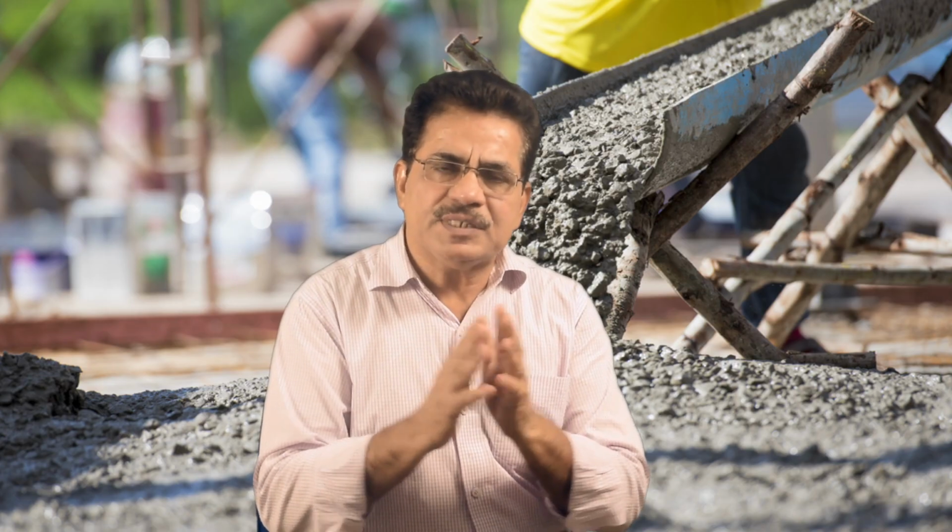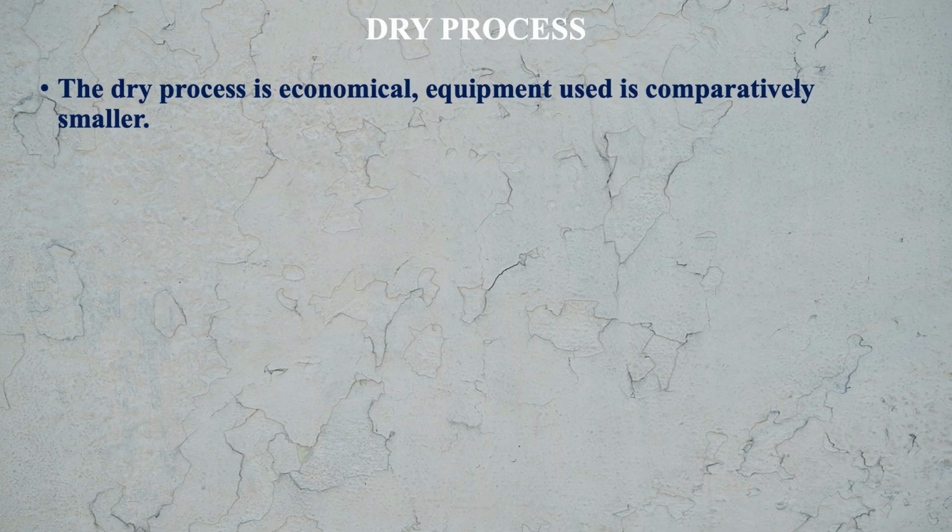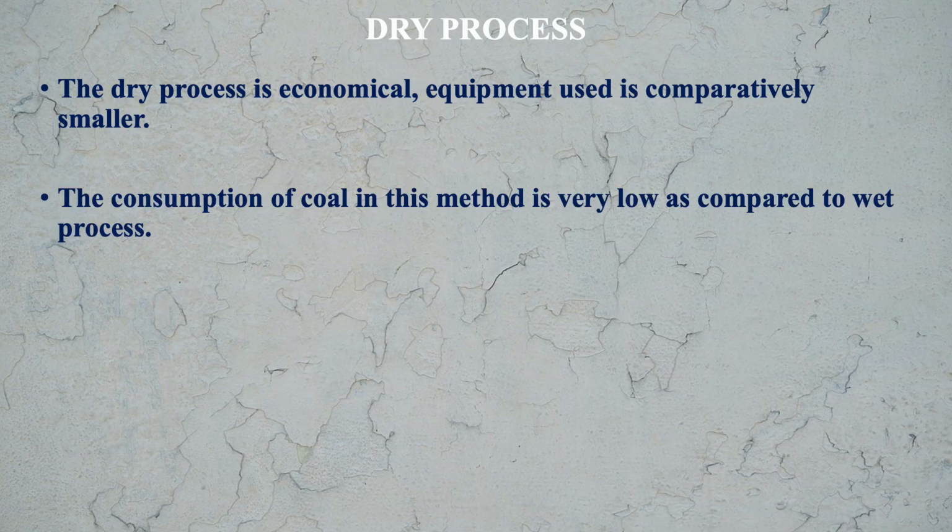We are not forming slurry as we have done in the wet process. So this remains in almost dry form. We are forming pellets only by adding some water. Now after burning of these pellets, we get the clinker. The dry process is economical and the equipment used is comparatively smaller. The consumption of coal in this method is very low as compared to the wet process because we are burning here in a dry form.